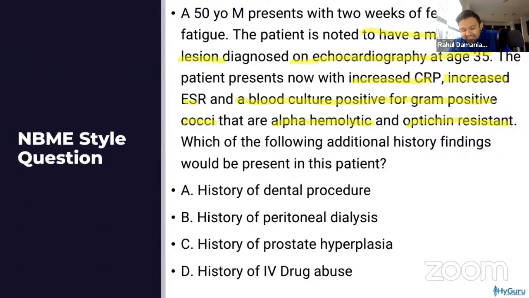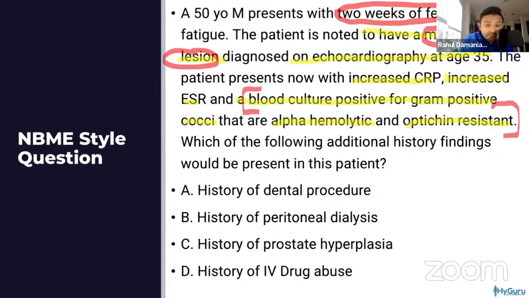This patient has the diagnosis of a subacute bacterial endocarditis. So the patient has very indolent symptoms. He has a predisposed valvular lesion, and he has a blood culture that is positive for the viridans strep group, which normally reside in the mouth. And so the answer here is going to be A, history of dental procedure.